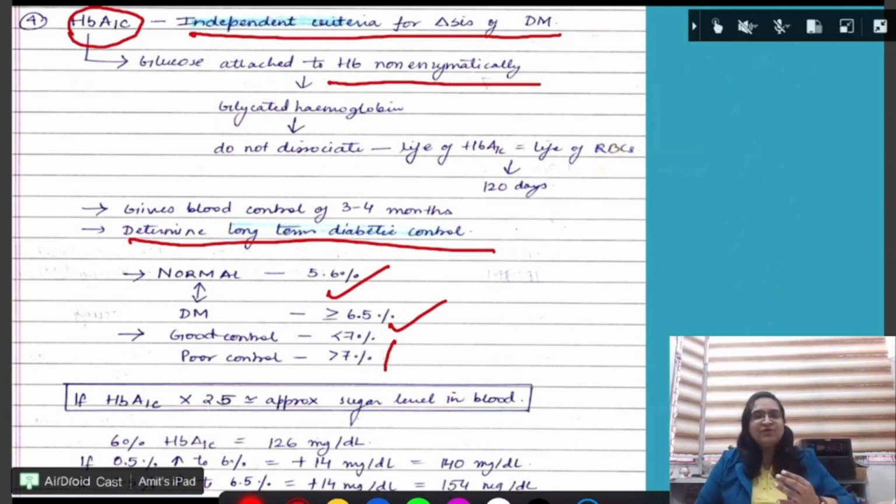Normal glycated hemoglobin. What does HbA1c tell us? It tells us about the glucose control over 2 to 3 months time. Right, because of the half-life, you should say 3 to 4 months time, because the lifespan of RBCs is 120 days. Clear everyone? So it is very important.